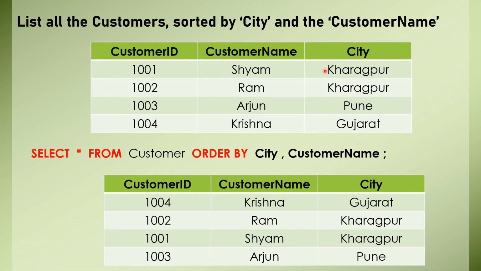Now in these two rows the Kharagpur value is the same. Now we will go for the customer name and we will sort the rows based on this. So which character comes first, S or R? Definitely R comes first. So this row will be our second row, and this will be our third row. Now P is left, so this is our last row.